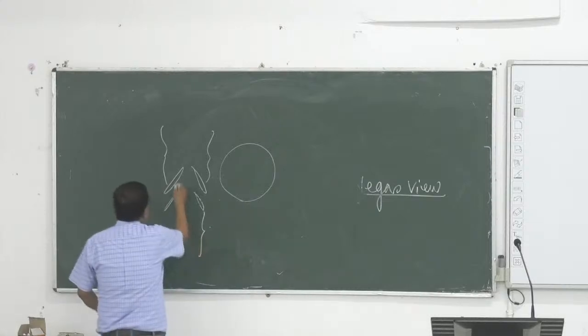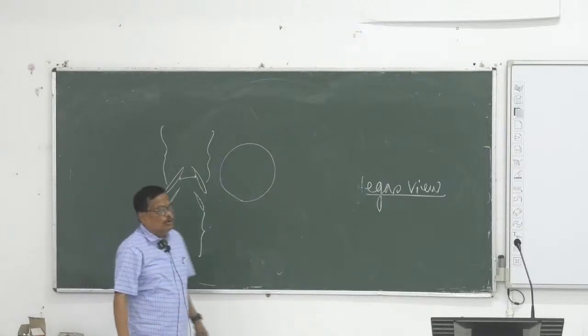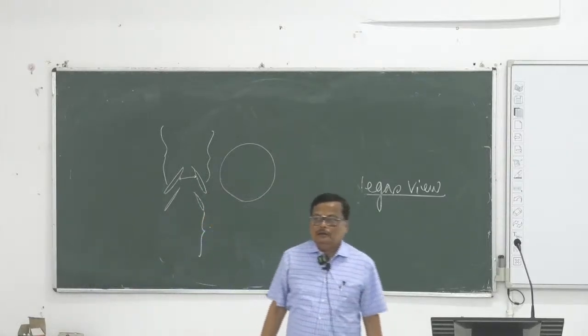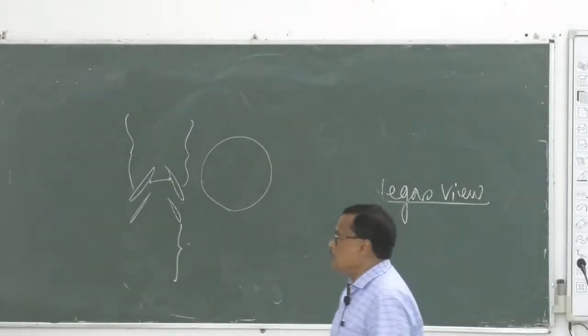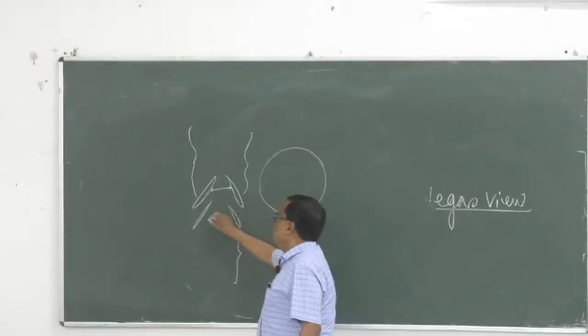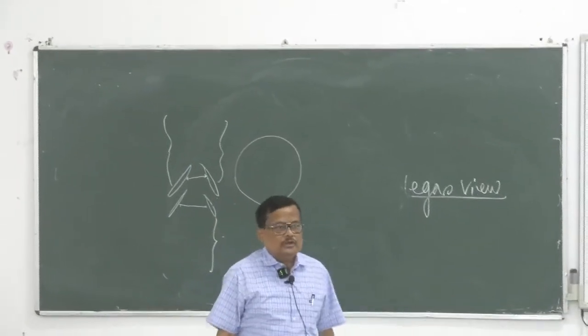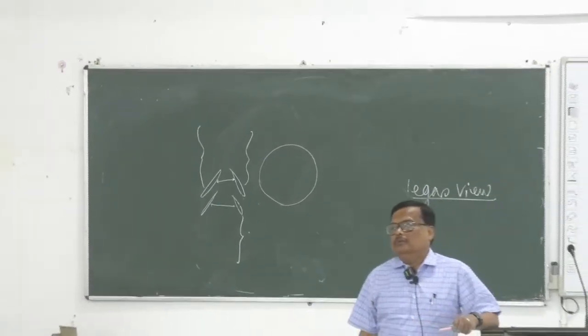The space between the two vestibular fold we call rima vestibuli, and space between the two vocal fold we call rima glottidis. Rima vestibuli acts as an exit valve.